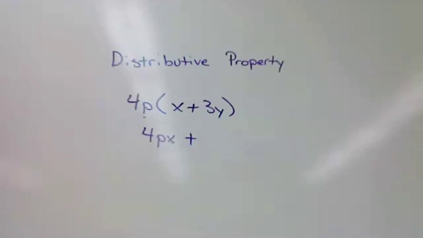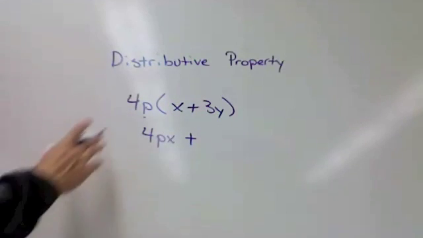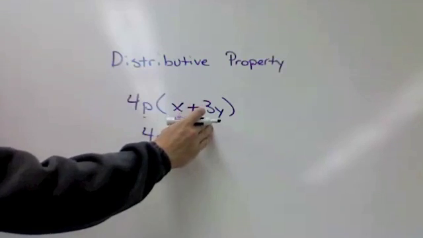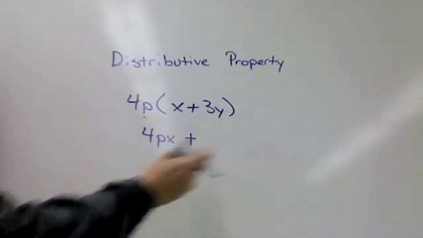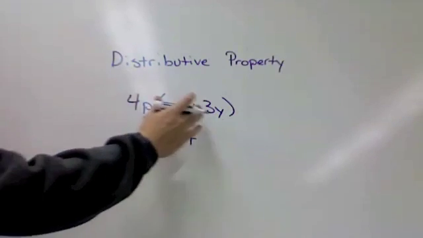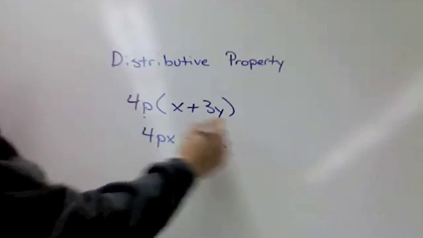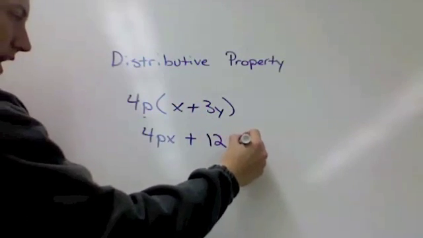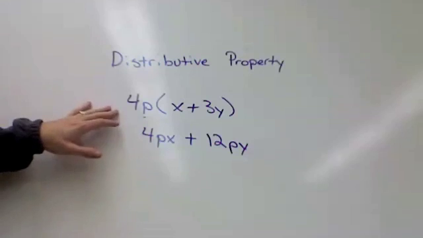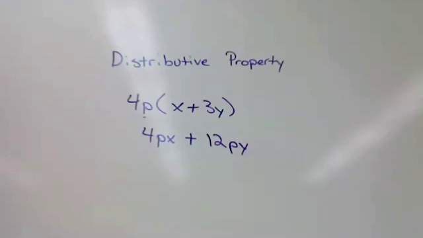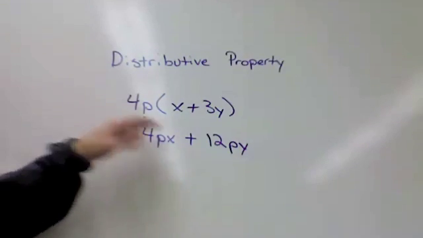And here's what we need to make sure we're on top of. We're actually going to multiply our 4 and our 3 out. So we're not going to get an answer like 4p3y. We're actually going to multiply 4 times 3, which is 12, and then take our p and y and tack it on. So for this example, when we multiply it out with the distributive property, it is going to be 4px plus 12py.